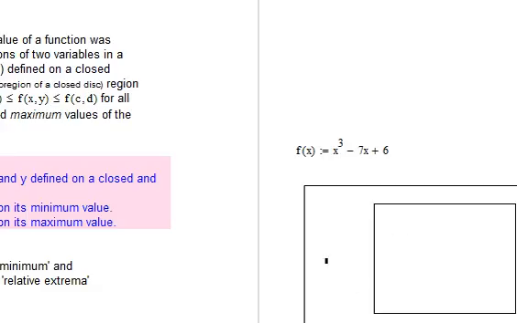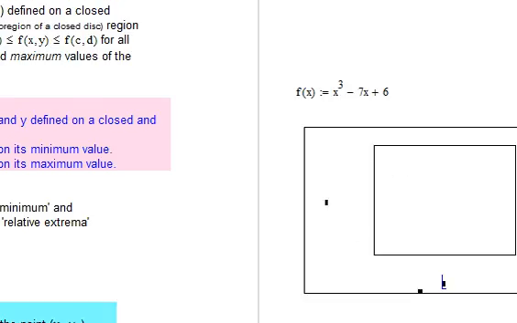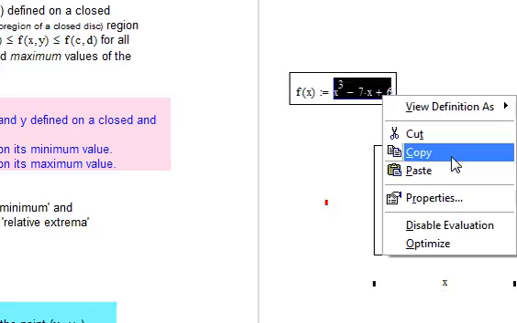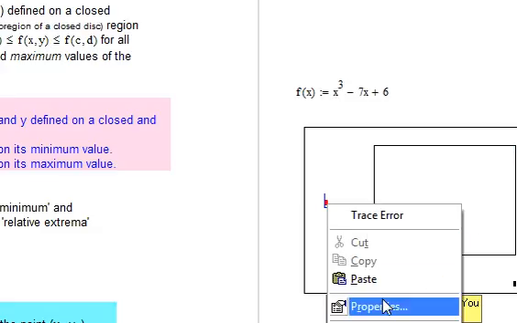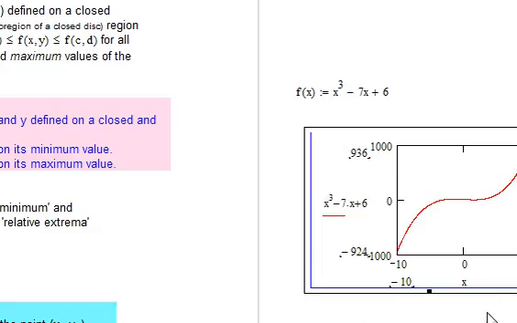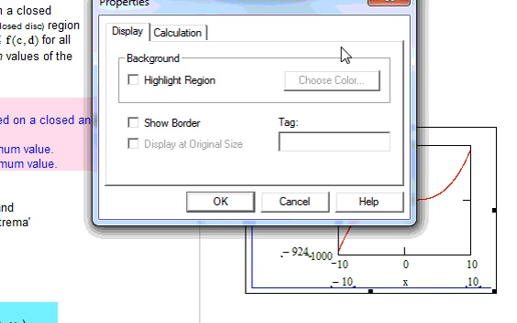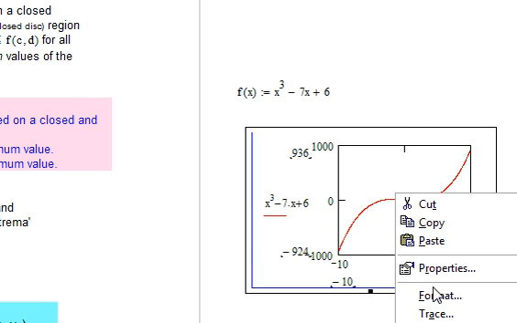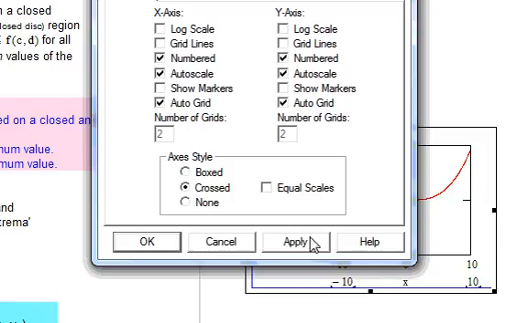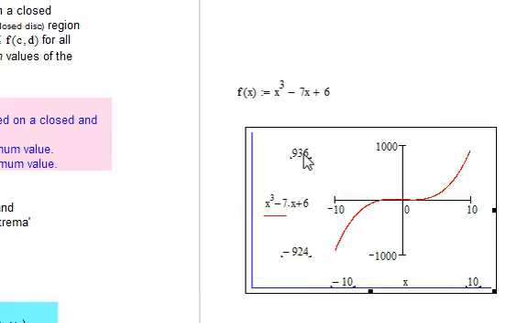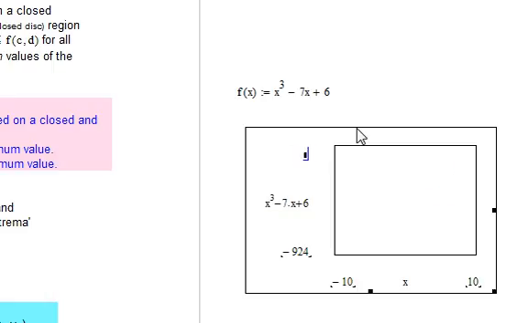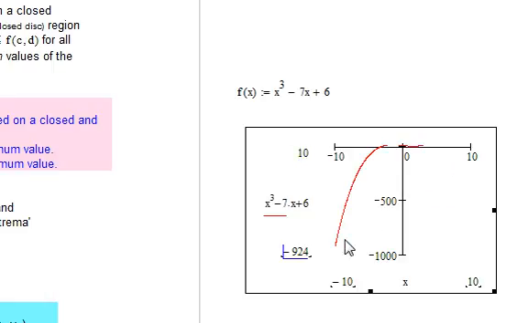This isn't the best picture, but I'm going to work on it until it is. I want properties on the format. I want to change it to crossed, and I want to change, oh, these numbers are crazy. So let's just go from -10 to 10.